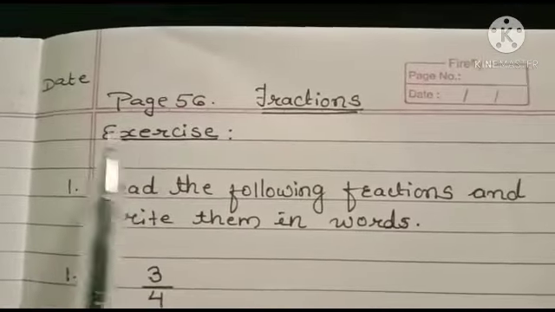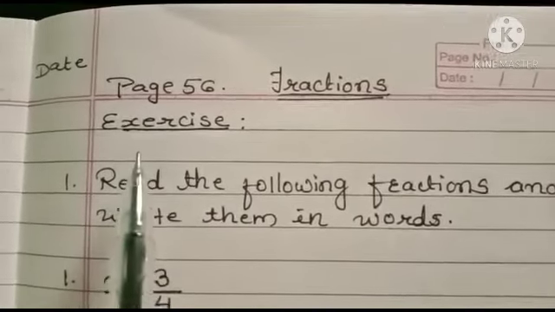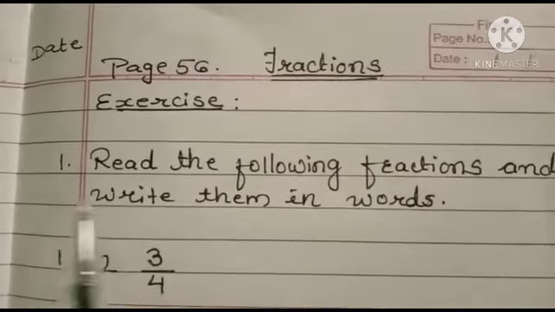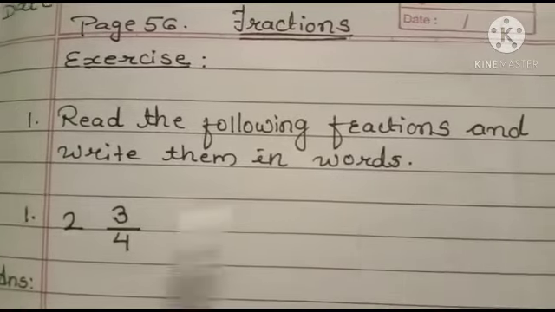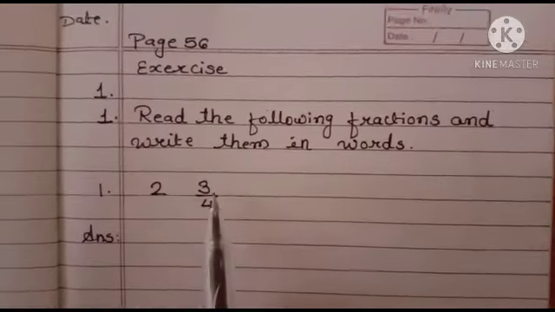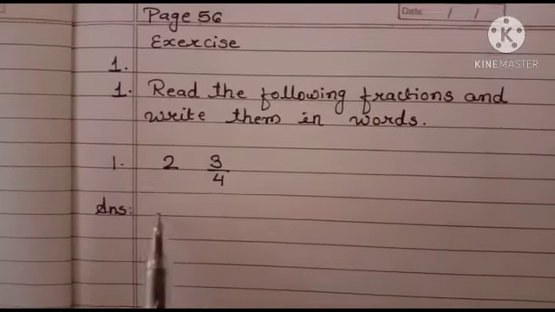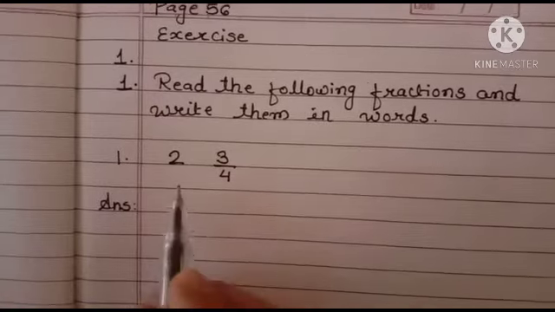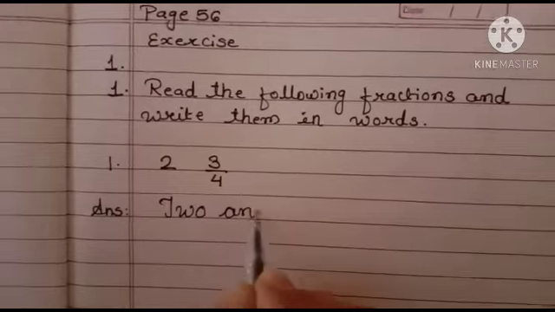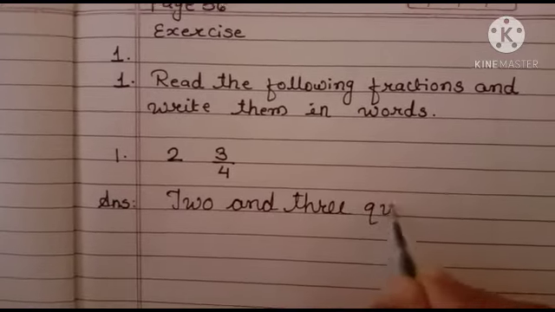See the exercise on page number 56. Just write down on the next page of your notebook, exercise question number 1: read the following fractions and write them in words. Here in question number 1 is given 2 and 3 upon 4. First we have to read this given fraction and then write it in words. We will read it as 2 and 3 quarters and then write it in words as 2 and 3 quarters.